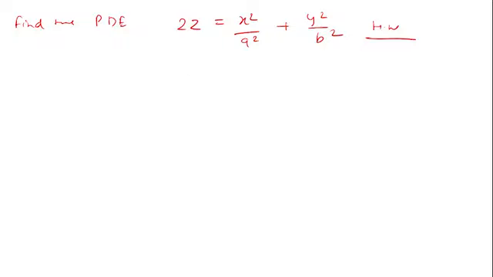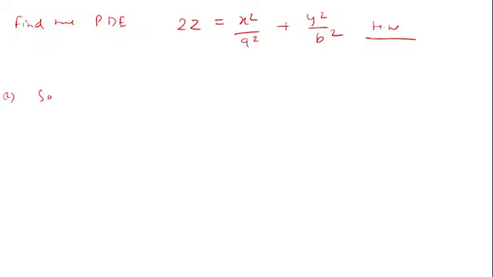Okay, the other type I'm going to tell you. Just practice one question: find the partial differential equation of 2z is equals to x square by a square plus y square by b square. Write this equation, do it as homework.